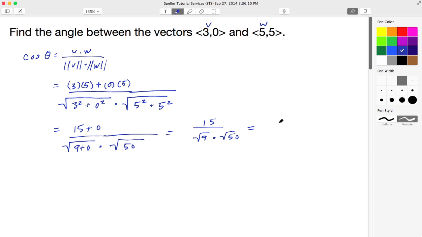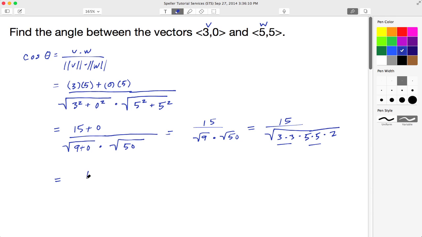Let's break down these square roots so that we can simplify them. Do the prime factorization so that we can figure out what these look like in a simpler form. Well, I know that 9 is the same thing as 3 times 3. I know that 50 is really 5 times 5, which is 25, times 2. Alright, then at this point I see I have a pair of 3's and a pair of 5's.